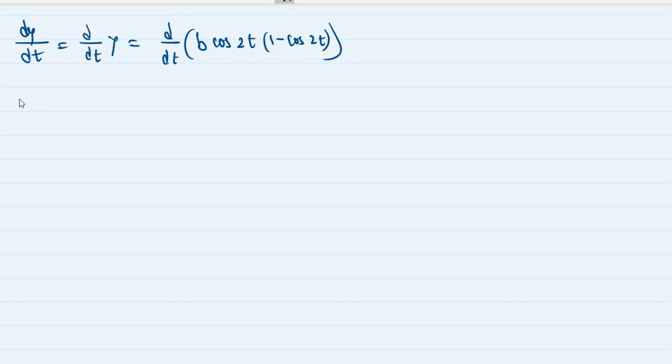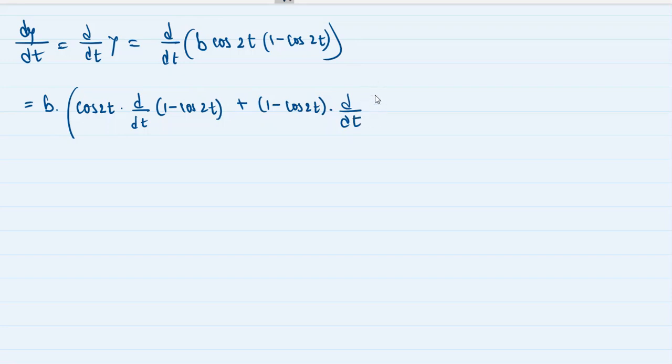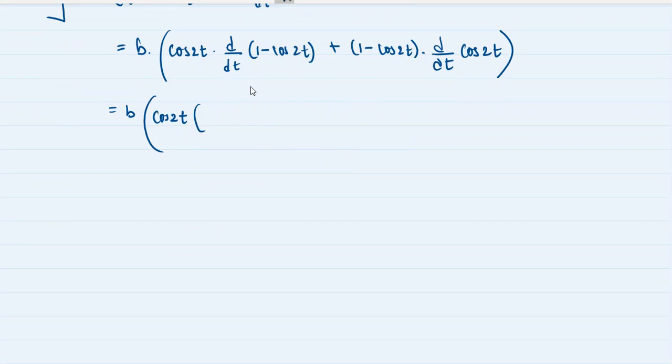Okay, so let's start the process. We get b outside, and we get d by dt of cos 2t multiplied by 1 minus cos 2t. So that is cos 2t multiplied by d by dt of 1 minus cos 2t, plus 1 minus cos 2t multiplied by d by dt of cos 2t, minus d by dt of cos 2t.